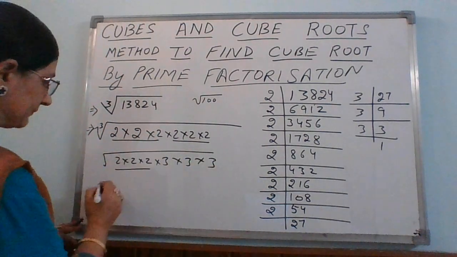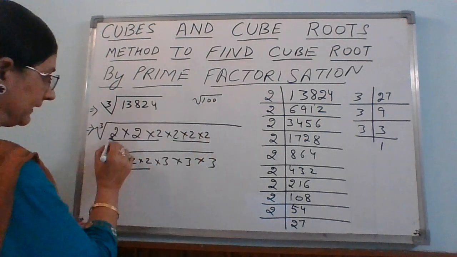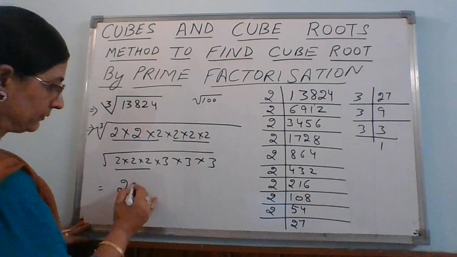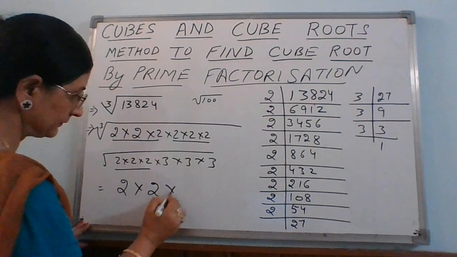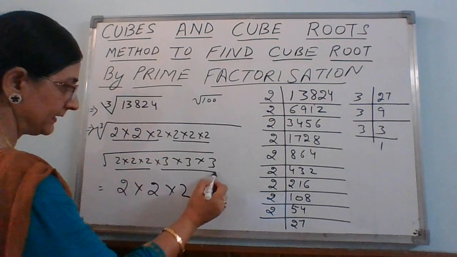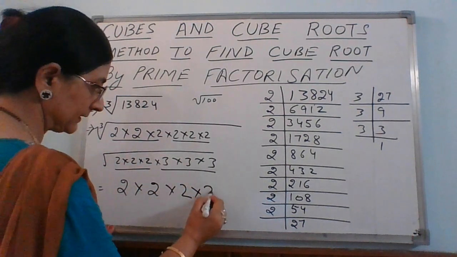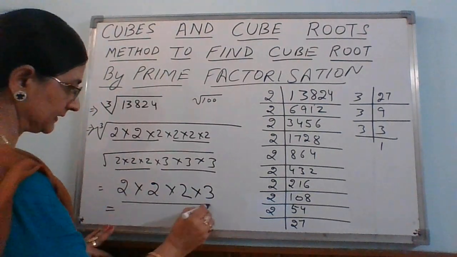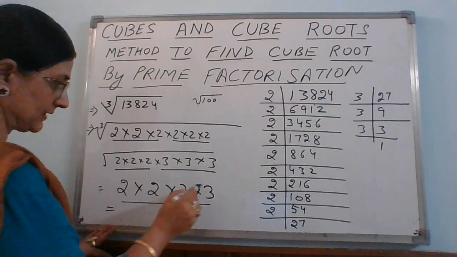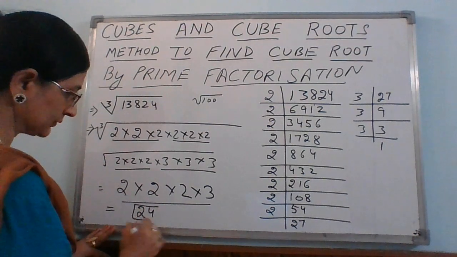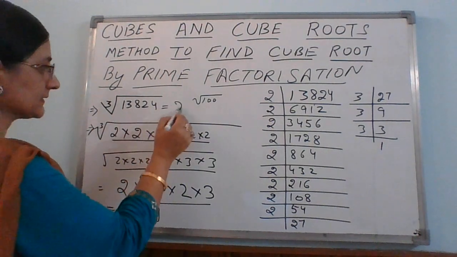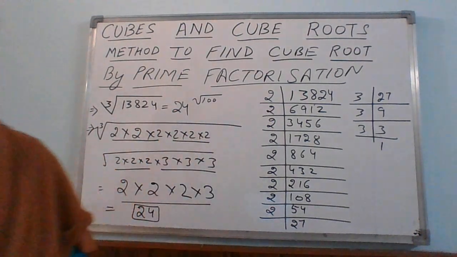So from a triplet you have to take out 1. Now you have to take it out of the root. So from a triplet you will be taking out one 2. From this triplet you will be taking this 2. From this triplet one 2 will come out here, and here the 3s are also in a triplet and one 3 will be coming out. So this will be the answer. So 2 2s are 4, 4 2s are 8, 8 3s are 24. So what is the answer of the cube root of this? This is 24. So I hope it's clear.